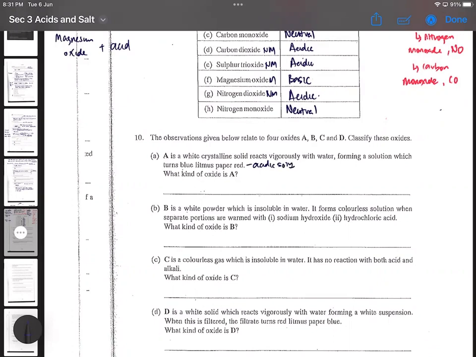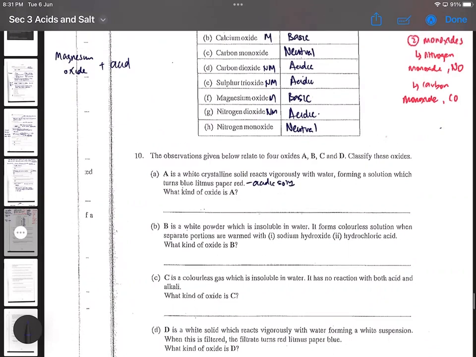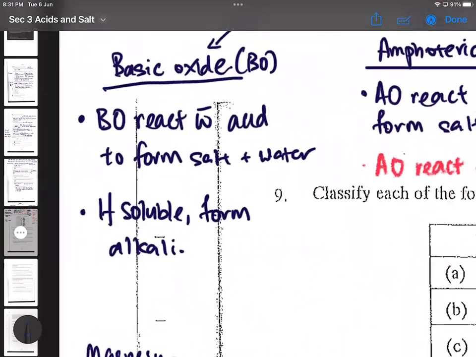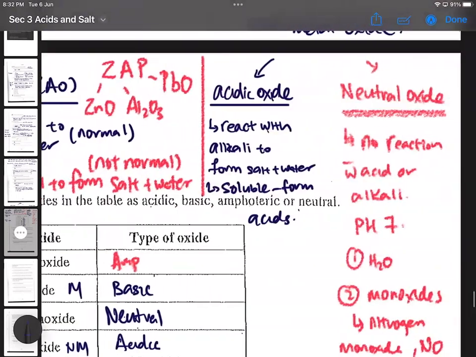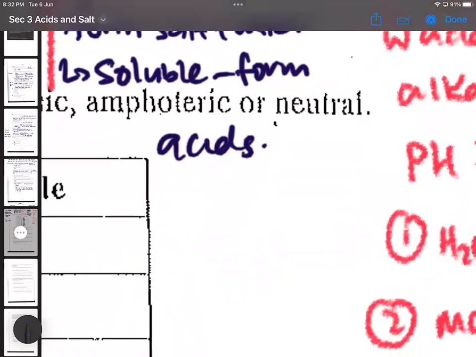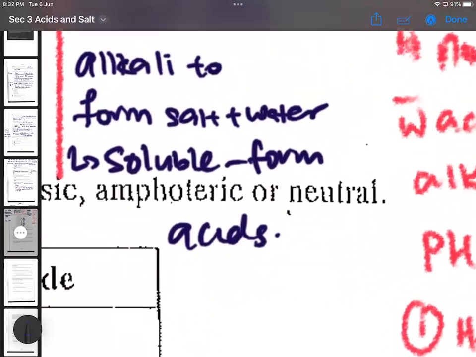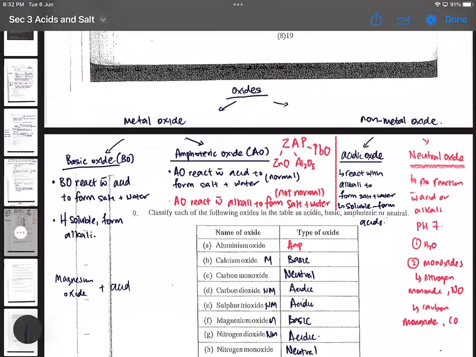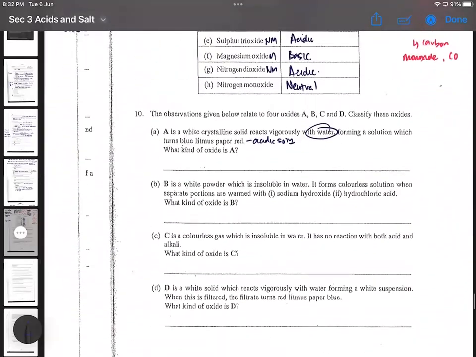And as we said before, it says all this with water. Over here we say that if it's soluble, it will form acids. If the acidic oxides are soluble, they will form acids. So we can safely consider A to be an acidic oxide.